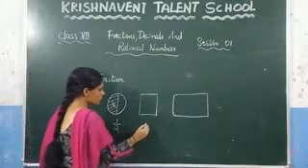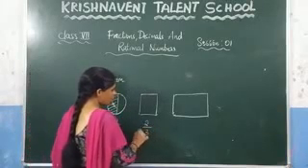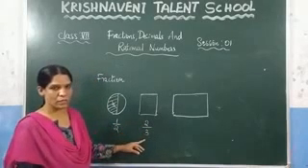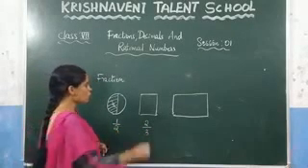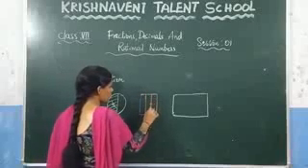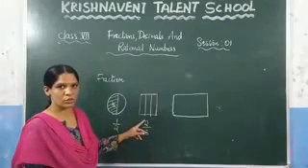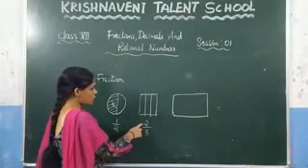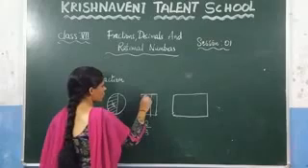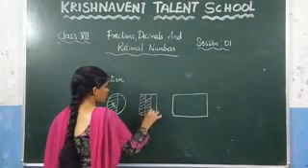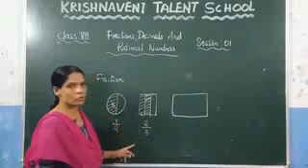Suppose you want to represent 2 by 3 here. What is the first step? You need to check the denominator. Here the denominator is 3. So divide this figure into 3 parts. So we have divided 1, 2, 3. In that, how many parts do we need to shade? We need to shade 2 parts since the numerator is 2. So here you need to shade 2 parts. This is nothing but the representation of 2 by 3.